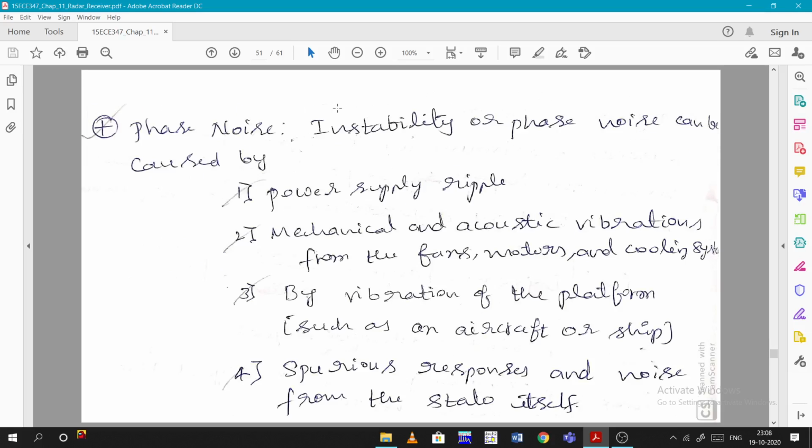Now phase noise. Phase noise is also one of the noises that can occur due to a few factors. Instability or phase noise can be caused by power supply ripple, mechanical or acoustic vibrations from fans, motors and cooling systems, vibration of the platform such as aircraft or ships, and also spurious responses and noise from the state itself.